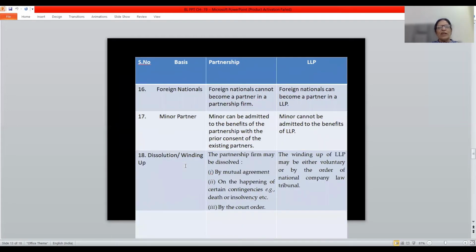Now, next is foreign nationals. Foreign nationals cannot become a partner in the partnership firm, but foreign nationals can become a partner in the LLP. Minor partner: a minor can be admitted to the benefits of the partnership with the prior consent of existing partners, but a minor cannot be admitted to the benefits of LLP. So you all know, under Section 30 of the Partnership Act 1932, a minor can be admitted to the benefits of the partnership firm with the prior consent of the existing partners.